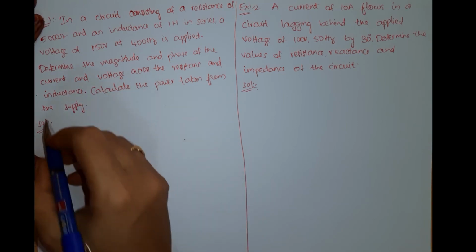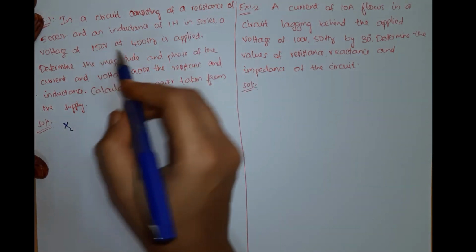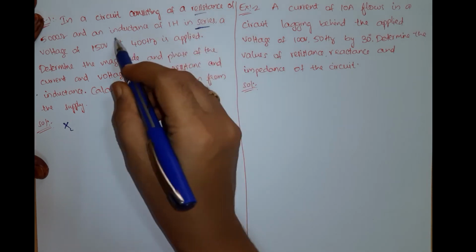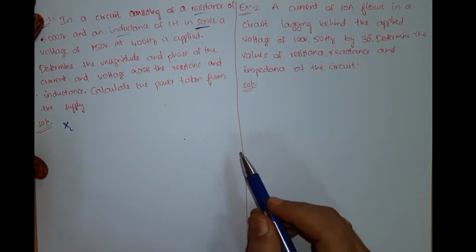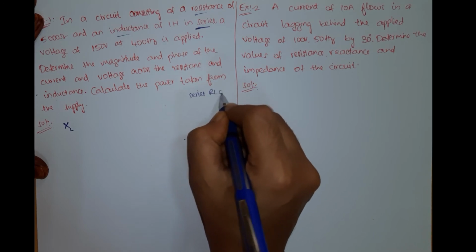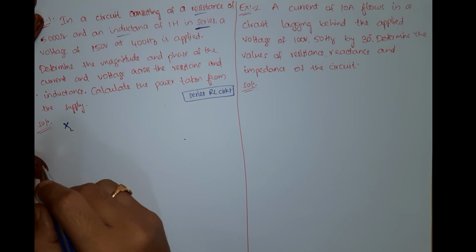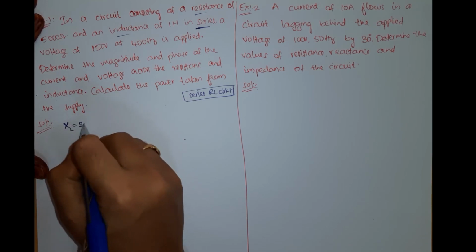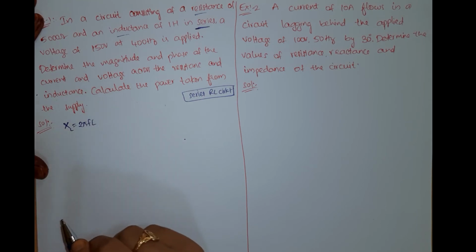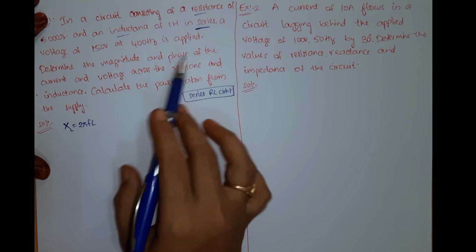So we know that inductive reactance. So it is clear that it is a series circuit containing a resistor and inductance. That is a series RL circuit, right? Where we have to find out inductive reactance. Inductive reactance is what? 2 pi FL. Right? First of all, determine the magnitude and phase of the current.